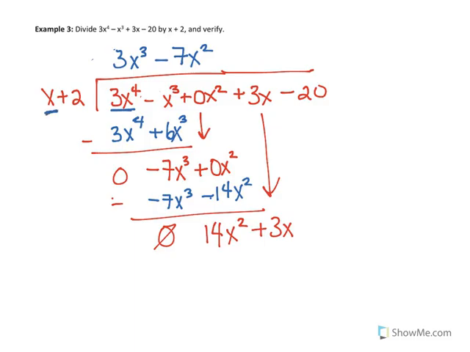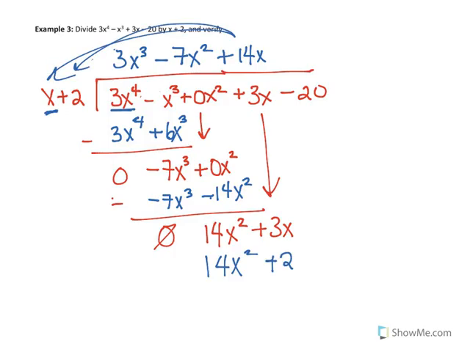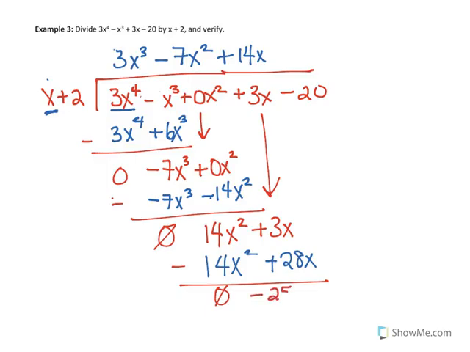I want to make my first term the same as 14x squared, so I'm going to multiply it by 14x. So I have 14x squared when I distribute there, plus 28x. We're going to subtract those two things, and we get 0, 3 subtract positive 28 is going to make negative 25x. Bring down the 20, minus 20.